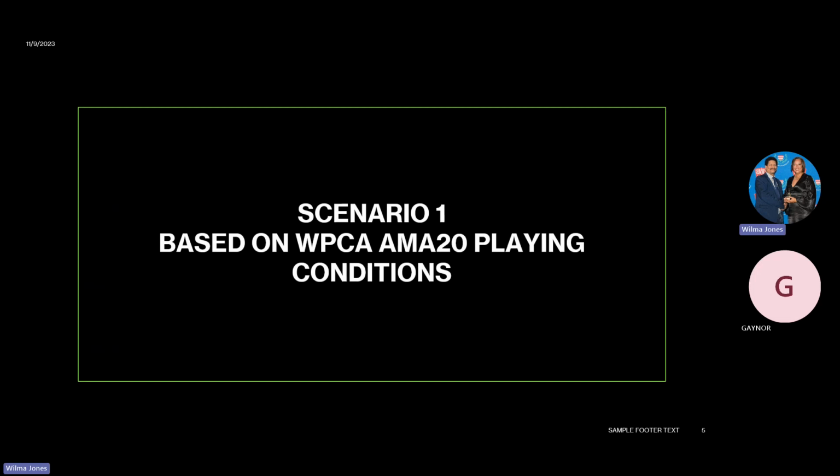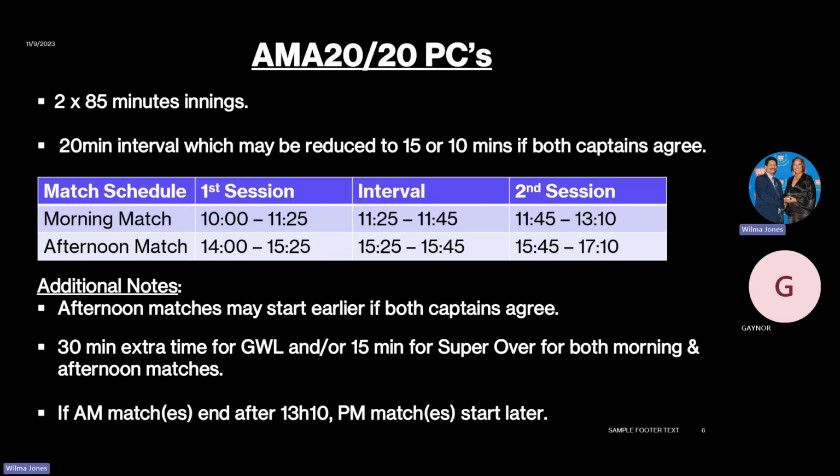Right, let's move on to our scenarios. So just a recap of the Western Province Cricket Association's AMA20 playing conditions. Each innings is of duration of 85 minutes. There's a 20-minute interval which may be reduced to 15 or 10 minutes if both captains agree.